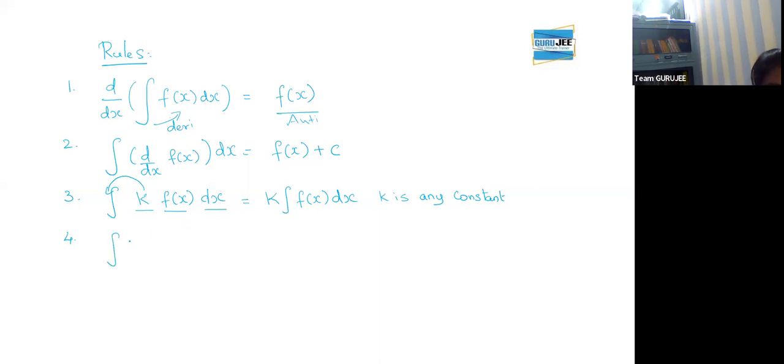Integrate in bracket f of x plus or minus g of x dx. Let's split it like a polynomial: f of x dx plus or minus, very simple, g of x dx. If an expression is in the form of one or two terms, then it can be split having the operator in between.